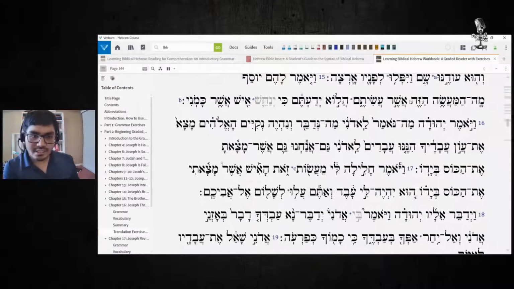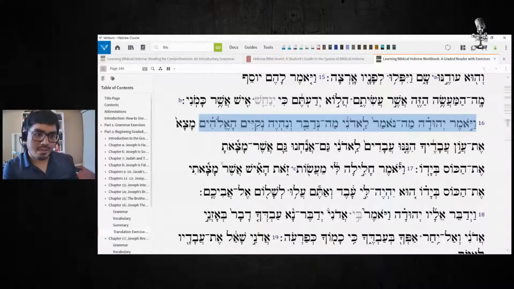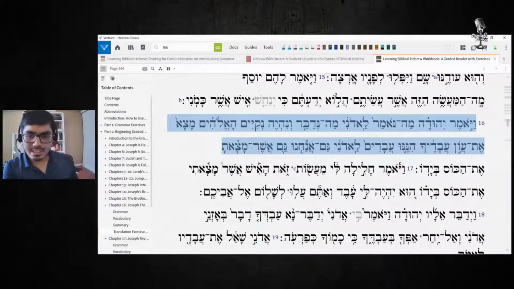And then in verse 16, it's a very long verse, 3 lines here. Vayomer Yehuda, ma nomar la'adoni, ma nedaber v'nihye v'nikim ha'elohim matzah et avon avadecha, hinenu avadim la'adoni gam anachnu gam asher matzata et hakos beyado.